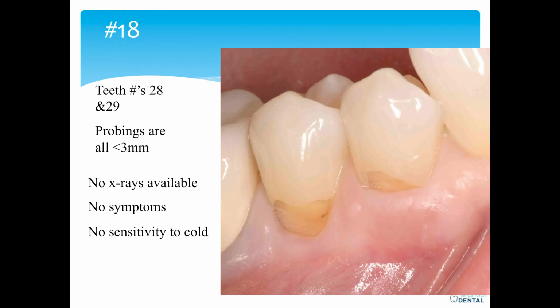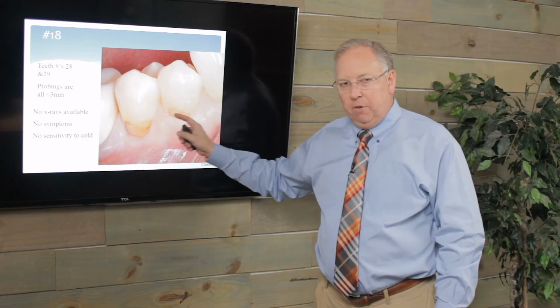Perio issues. Here's some stuff. All right, teeth numbers 28 and 29. The probings are all less than 3 millimeters, so there's nothing unhealthy here. No x-rays, don't need it, and all that. What's missing from here is the question.